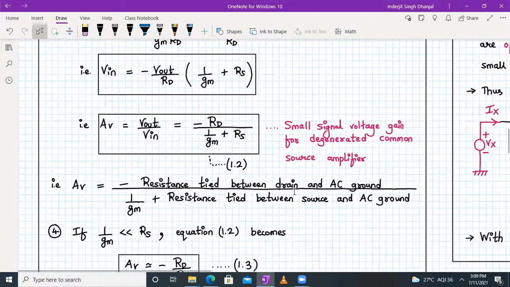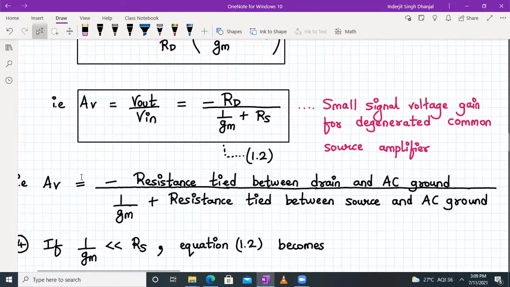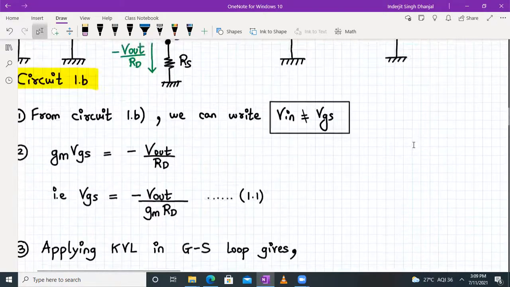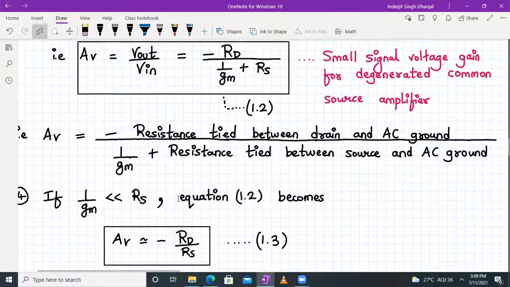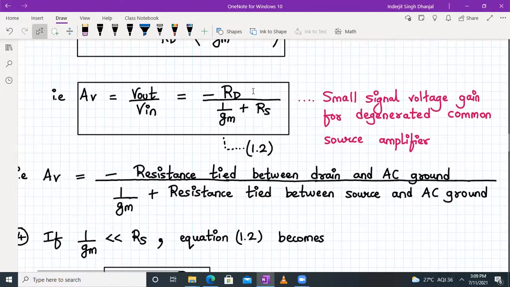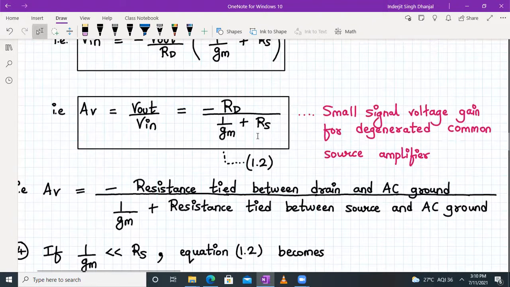Okay. So we can write this in a general form as follows. The voltage gain is given by minus of the resistance tied between the drain and the AC ground divided by 1 upon Gm plus the resistance tied between the source and the AC ground. So this is the generalized formula. So even if you have a resistor RL, we can easily add that information over here. Fine. So this is the formula for a voltage gain for a degenerated common source amplifier.